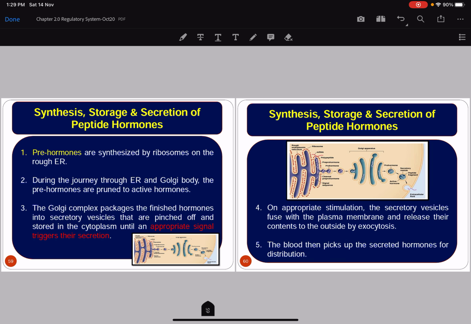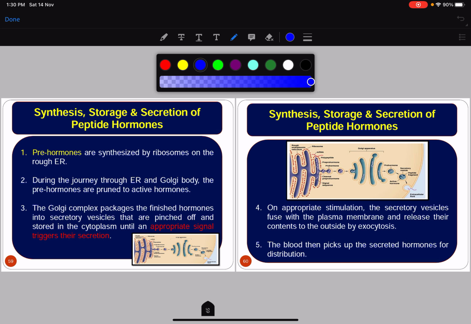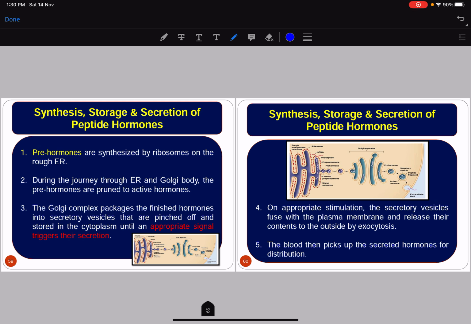Pre-hormones are synthesized by ribosomes on the rough endoplasmic reticulum. Then, through the ER and Golgi, the pre-hormones are trimmed to active hormones, and the Golgi complex packages the finished hormone into secretory vesicles. So peptide hormones are stored in secretory vesicles.